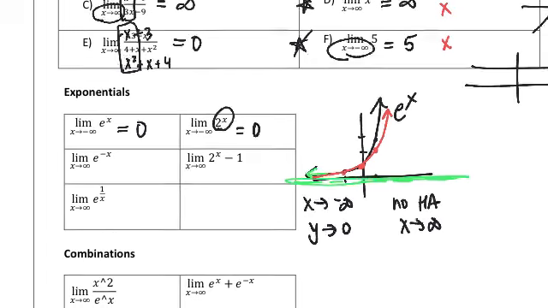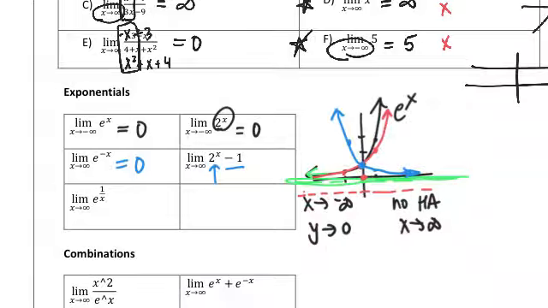E to the negative x is a reflection of e to the x across the y-axis. So e to the negative x looks like this, like that, right? And you can see that as x goes to infinity, we're going to have an asymptote of 0. As x goes to negative infinity, we don't have a horizontal asymptote. Something like this, which is 2 to the x minus 1, it's this 2 to the x graph that's been shifted down by 1. So it's a graph that looks like this.